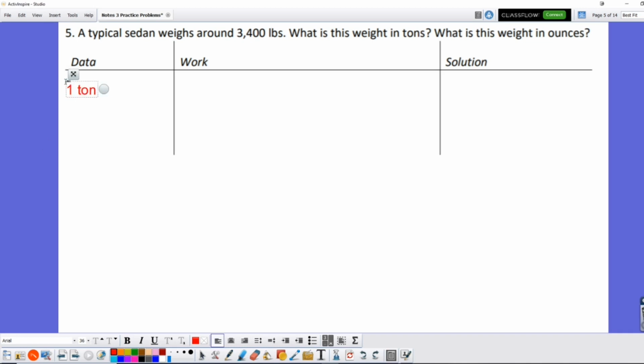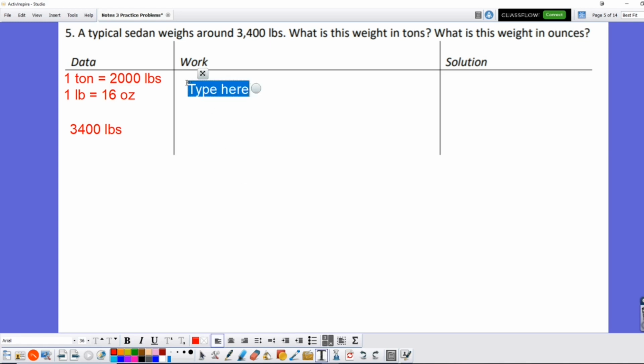1 ton is equal to 2,000 pounds. And 1 pound is equal to 16 ounces. Ounces is abbreviated OZ. The other thing we need to know is we have our starting weight, which is 3,400 pounds. Okay, so let's go ahead and do our first conversion factor, which is converting this into tons.